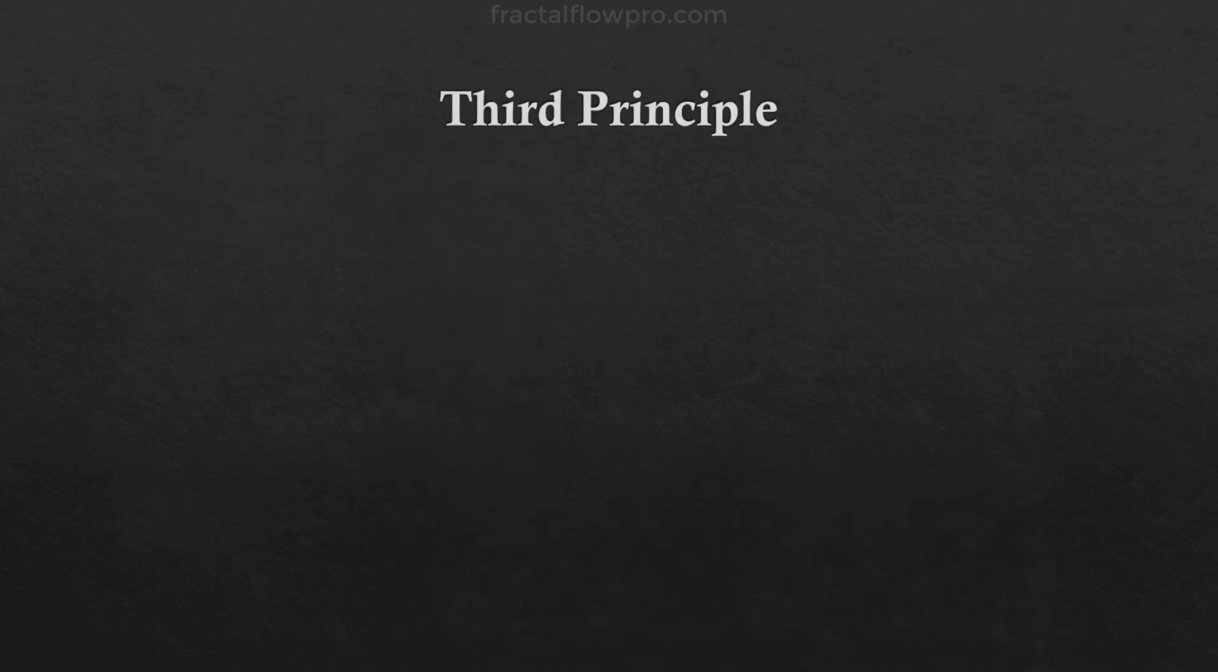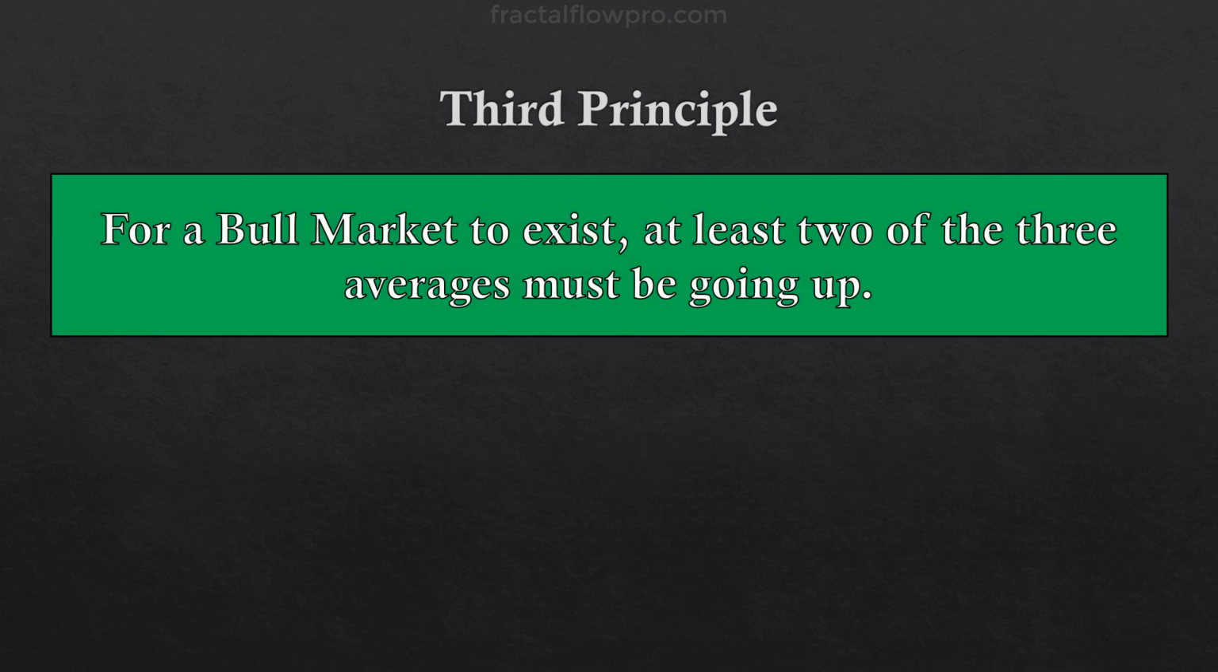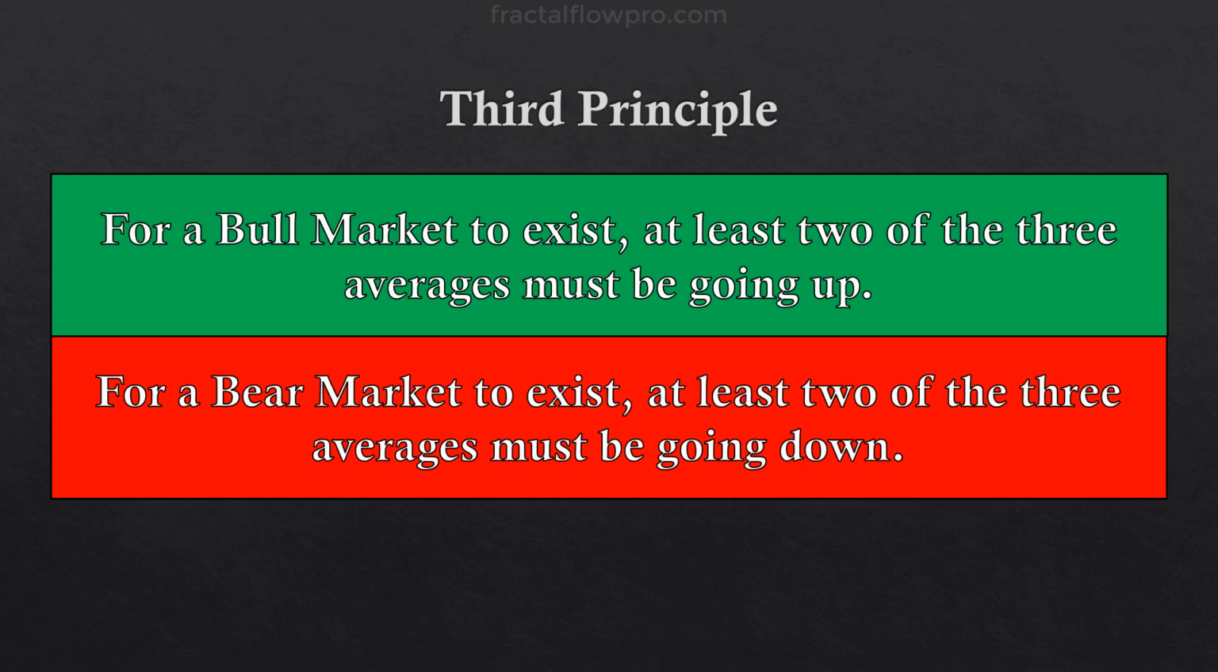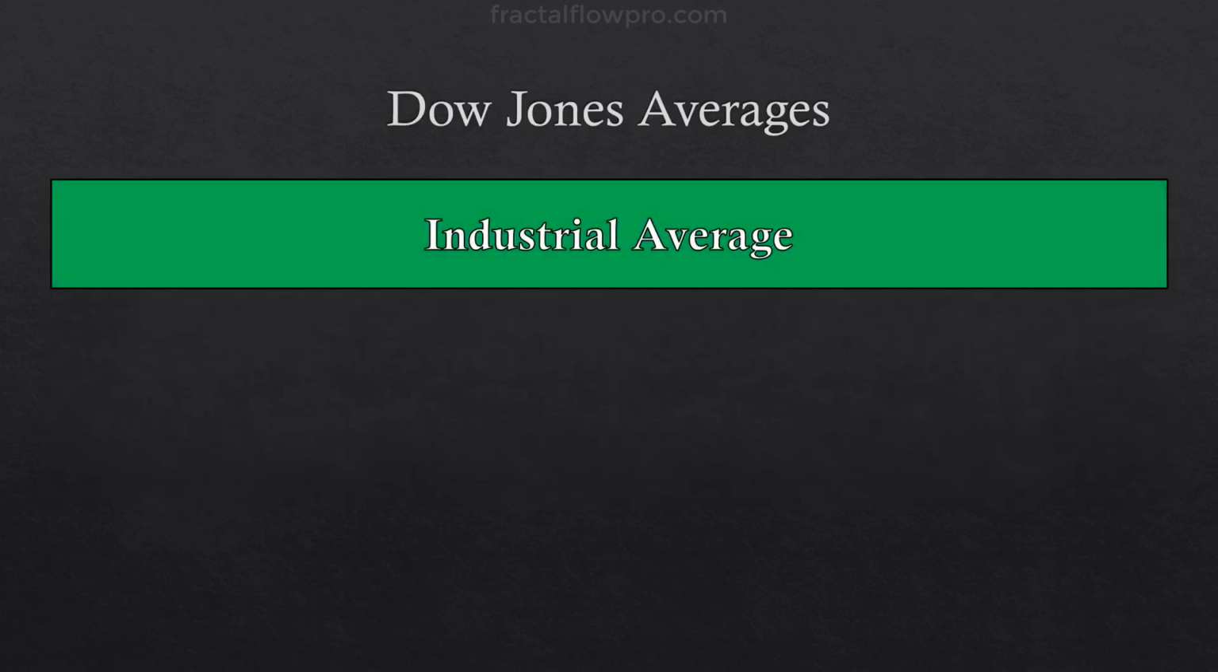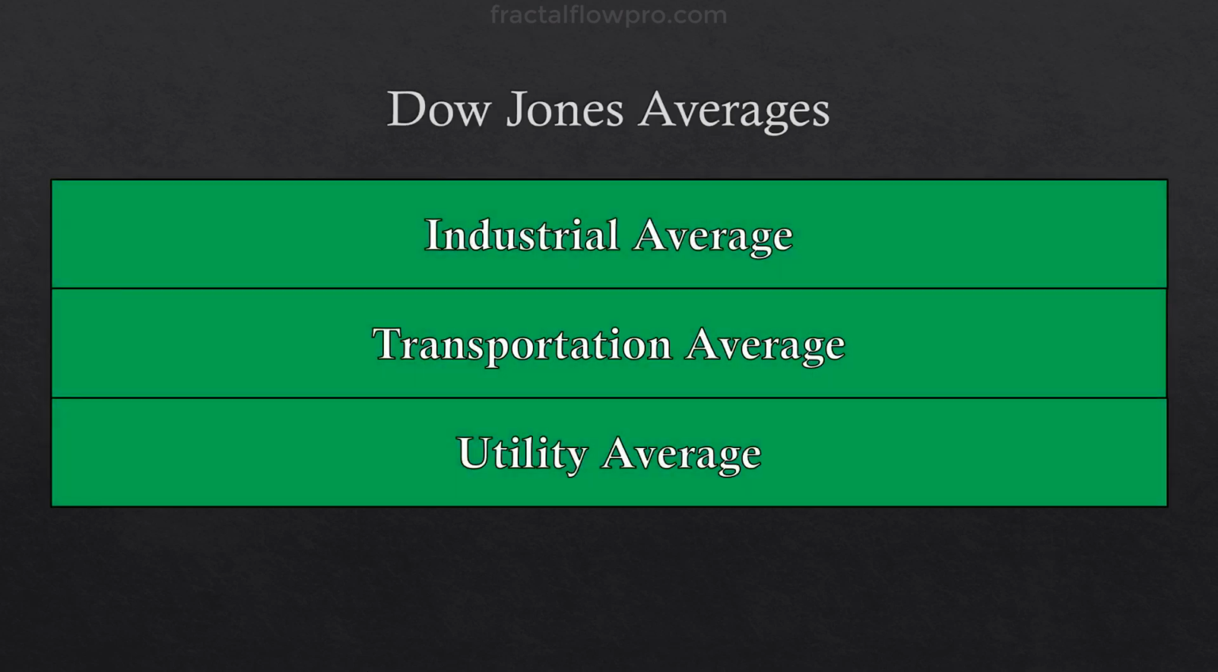The third principle in the Dow theory is called principle of confirmation. This principle states that for a real bull or bear market to exist, at least two of the three Dow Jones averages must be going in the same direction. The three averages are the industrial, transportation, and utility. Each average reflects a different sector of the economy.